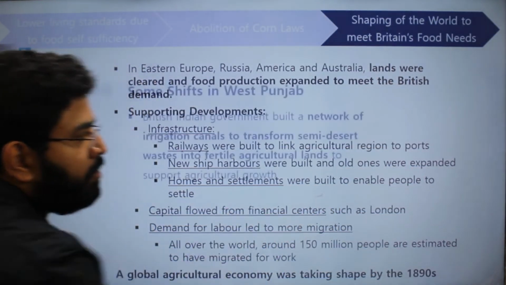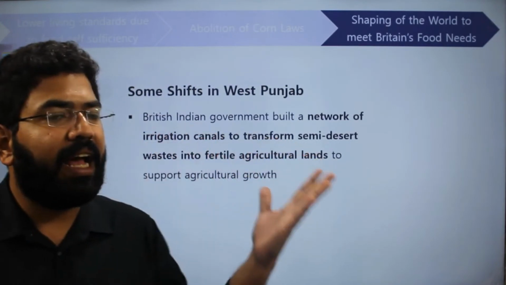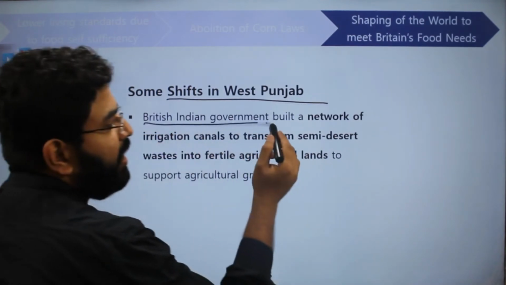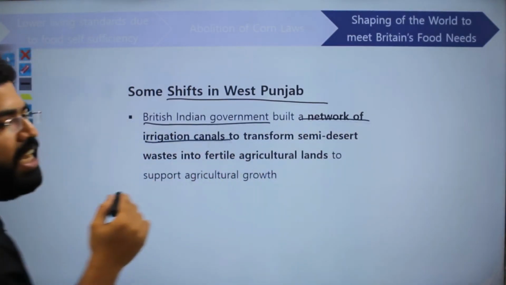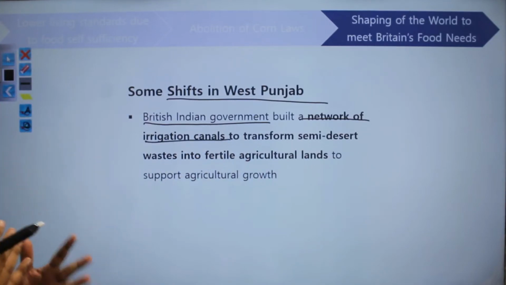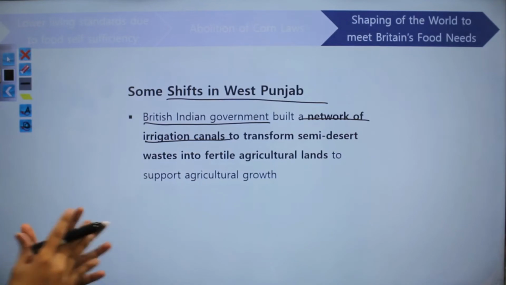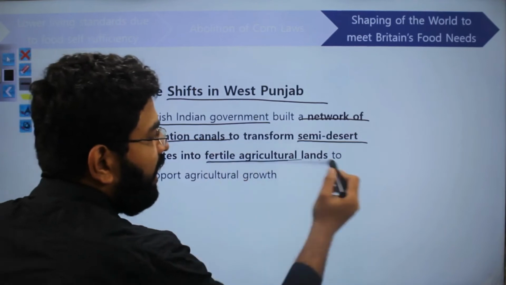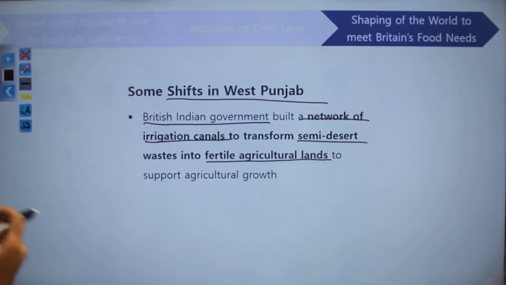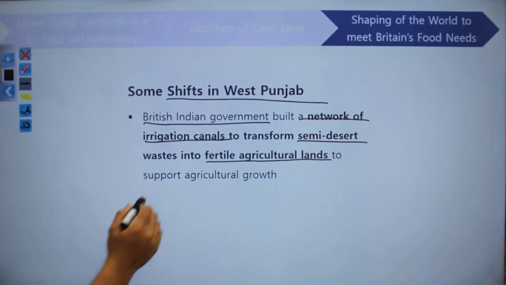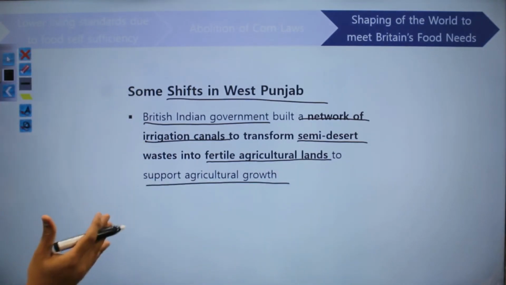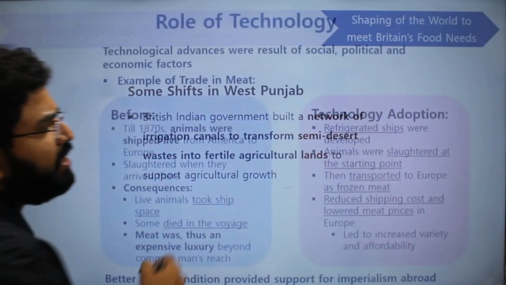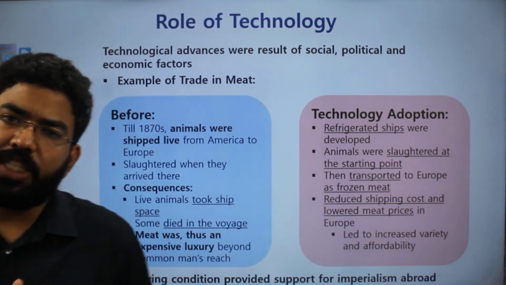Now, even in India, we have shifts in West Punjab as well, where the British Indian government built a network of irrigation canals. West Punjab is basically an area where it is semi-desert, a semi-arid region. To make it fertile agricultural land, irrigation canals were built from the various rivers in Punjab. So this supported the agricultural growth in Punjab, which could then be exported to Britain. So this was the situation created by the changing food patterns.